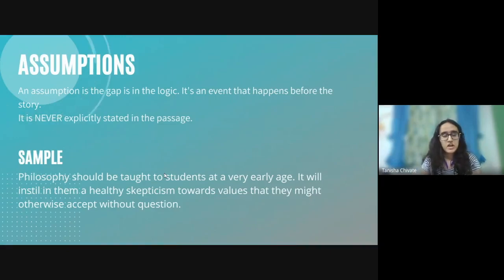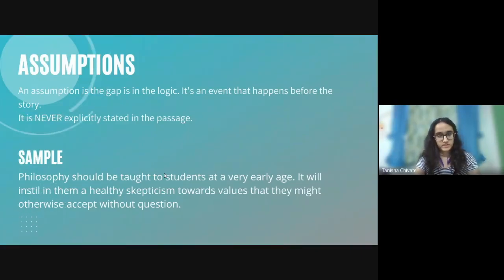So a sample over here is, philosophy should be taught to students at a very early age. It will instill in them a healthy skepticism towards values that they might otherwise accept without question. So one assumption over here is, even at an early age, students will be able to understand philosophical concepts. Okay, that's assumption one. Assumption two would be, it is a good idea for students to question traditional values.